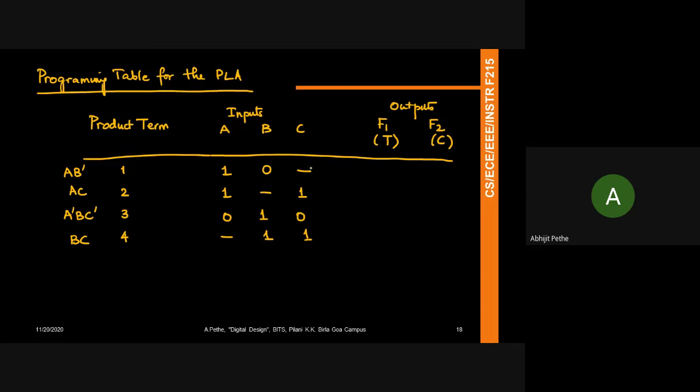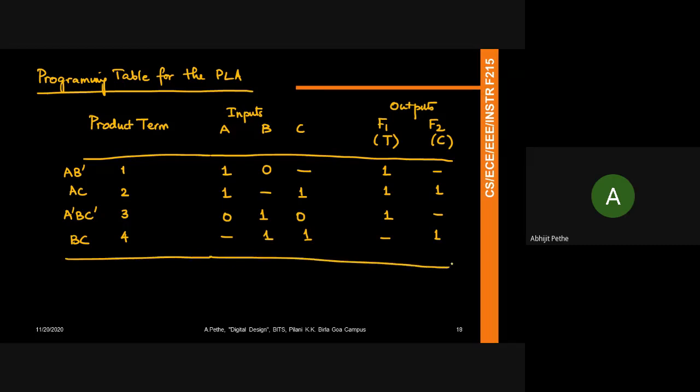And now that you've generated the product terms, this is your AND array. Now you have to think about the OR array. So in the OR array, we say that to generate F1, I will take the first term in its true value, the second term in its true value, the third term in its true value and not take the fourth term, because my f1 was just defined by these three, ab prime plus ac plus a prime bc prime. Now, because I'm generating the complement of f2, the complement of f2 is generated by taking the true value of ac and the true value of bc. So this is known as the programming table of the PLA.